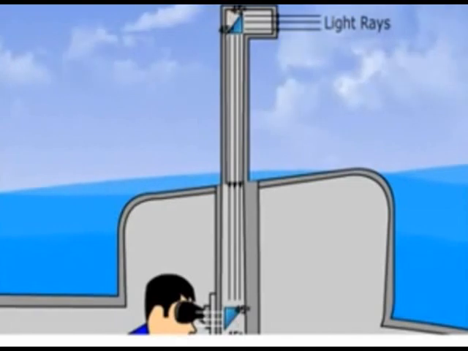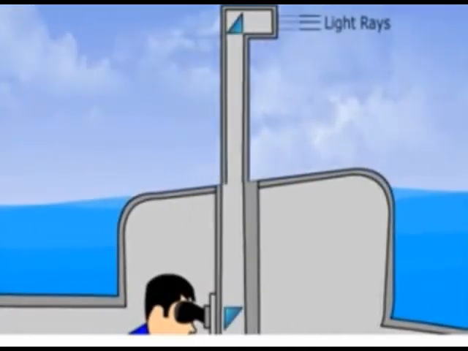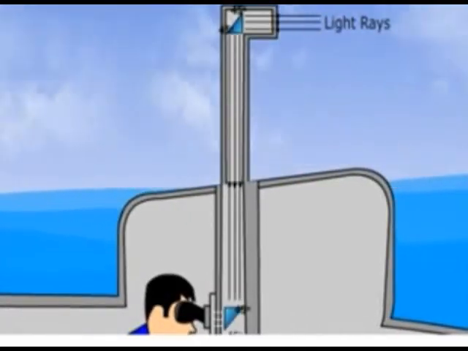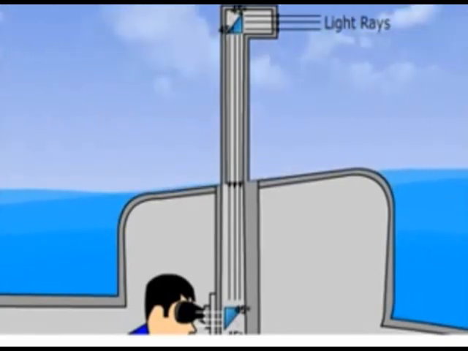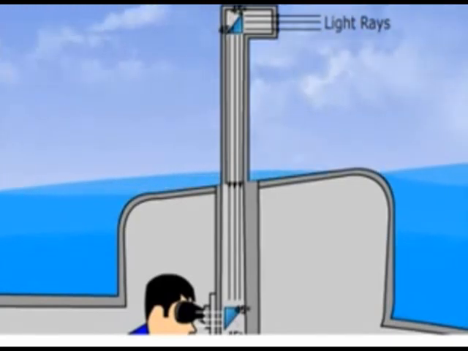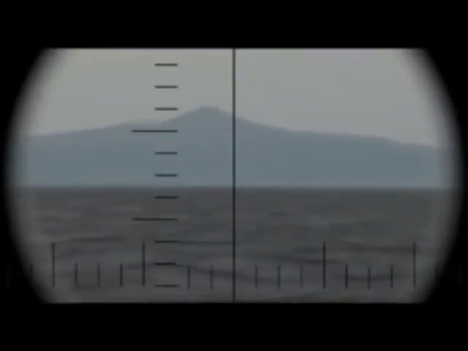The rays from the object are reflected by the top mirror and then reflected again by the bottom mirror into the observer's eye. Now, more elaborate periscopes are used in submarines. And here, prisms are used instead of mirrors, and the tube supporting them incorporates a telescope to extend the range of vision.